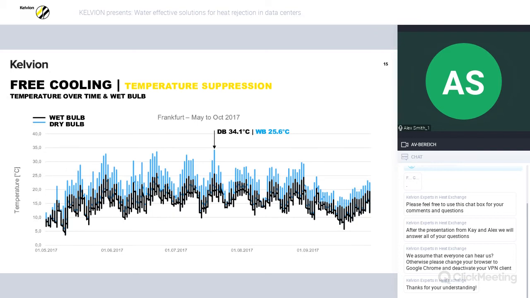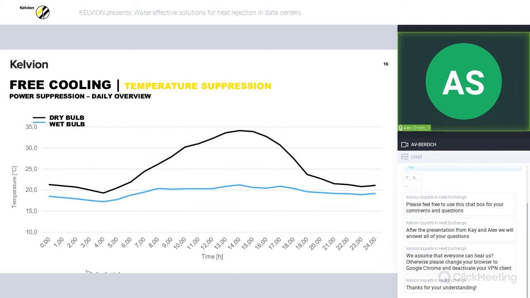So how does this help on a day-to-day basis? If we take a look at the hottest day in this period, we can see how water can help with system ramping across that time period. So here the black line shows the dry bulb temperature as it rises and falls across the day, and the blue line shows the wet bulb temperature. And as I've said, and as we can see, this dry air temperature is increasing to a peak around 2 p.m., and falls again afterwards.